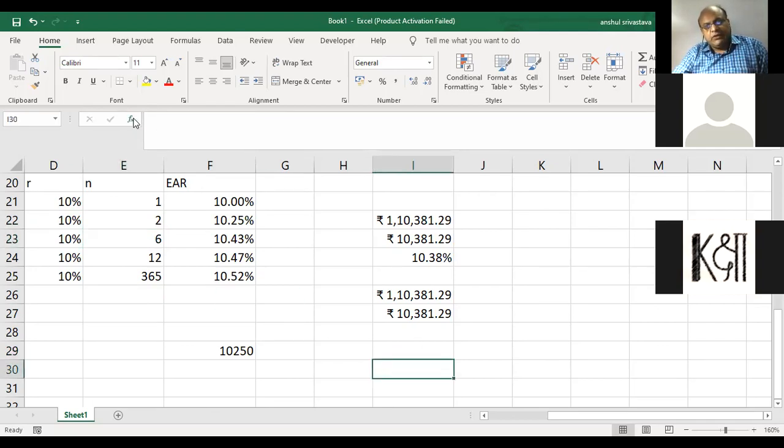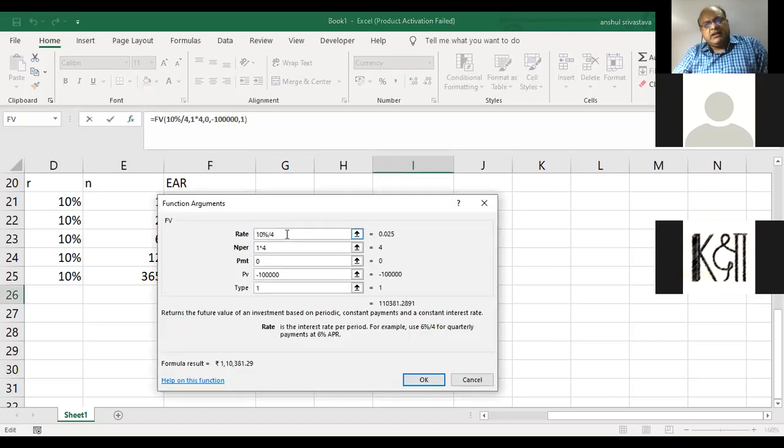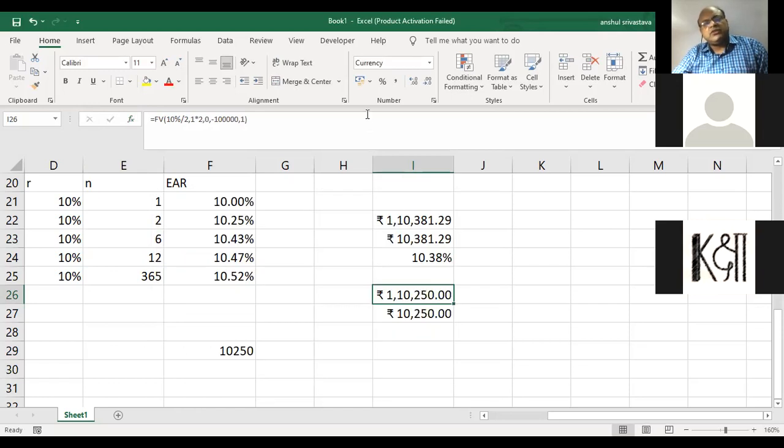For half yearly, what will we have to do? The only change in half yearly is you have to divide this by 2 and this into 2. Got it? So basically, this is what the effective annual rate is.